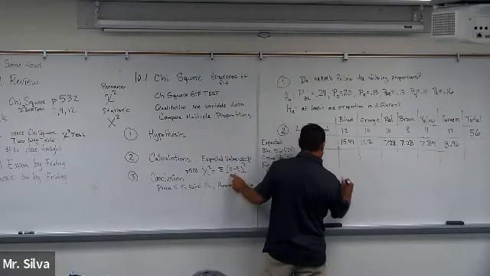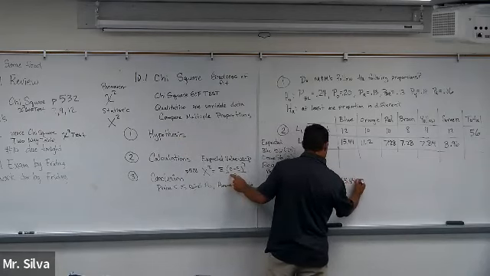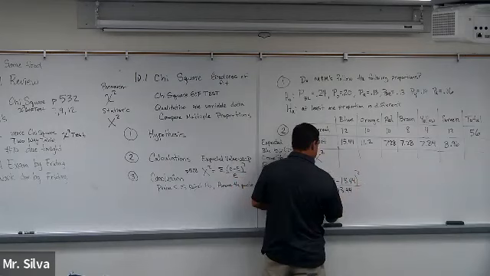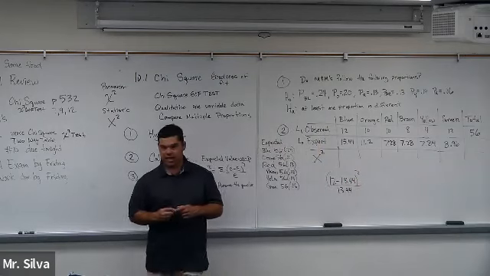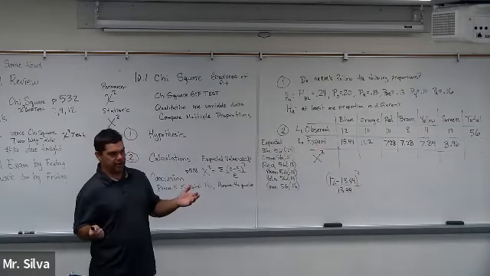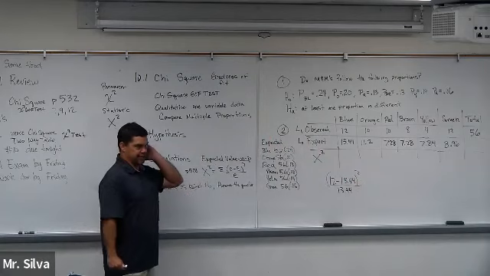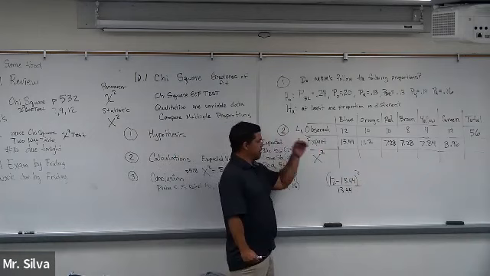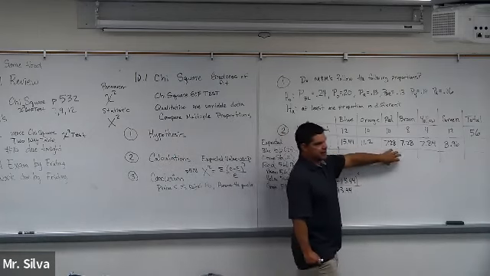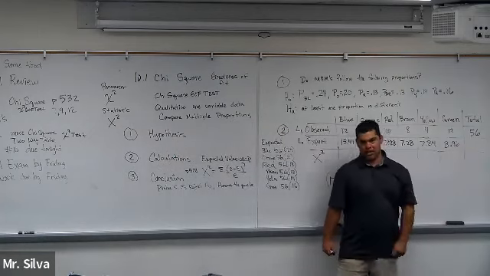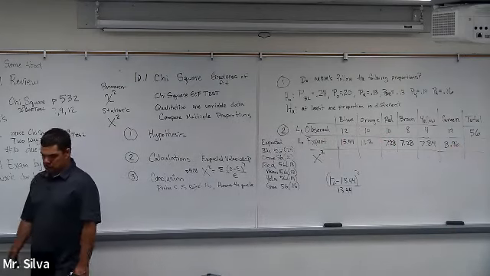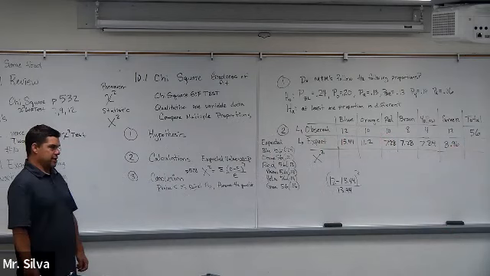12 minus 13.44 squared divided by 13.44. We get a negative number, but then we square it. A negative number squared is positive. That will give me this value, and I'll have to do that 6 different times. But again, we can do it on our calculator. So let's just do it on a calculator.